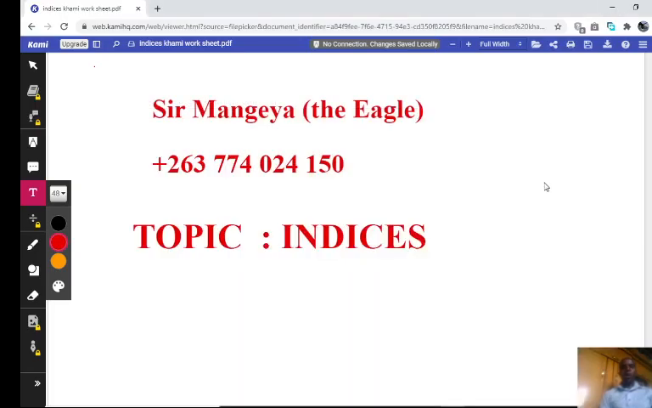Welcome to Maths. Today we're doing one of the key topics in Maths, which is indices. Please make sure you have understood this topic, as it is one of the basic concepts in Maths.